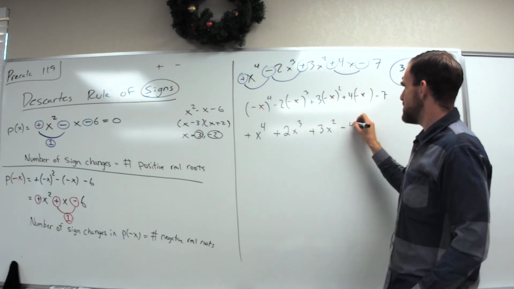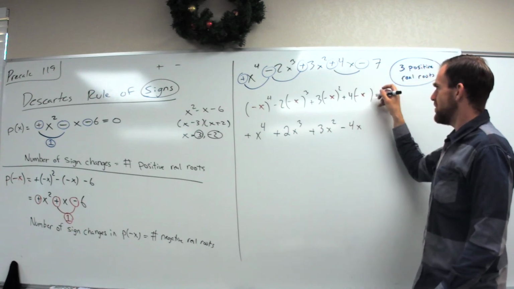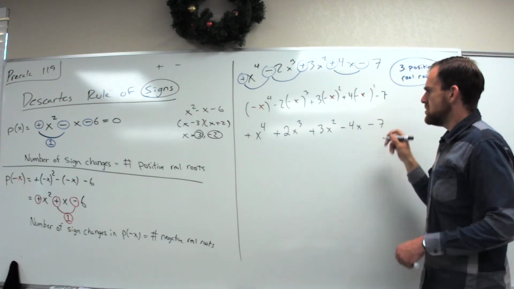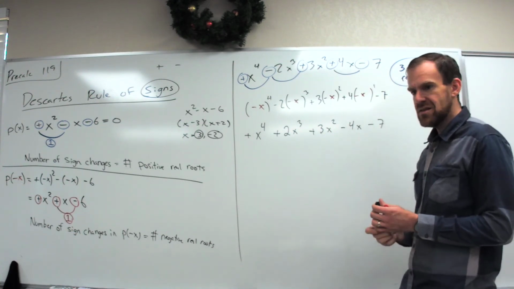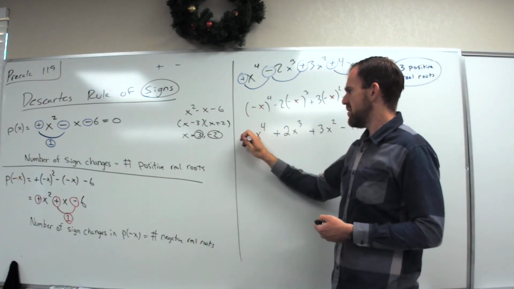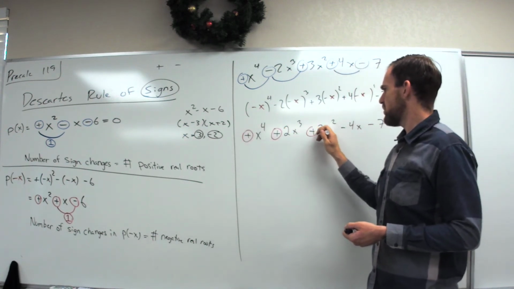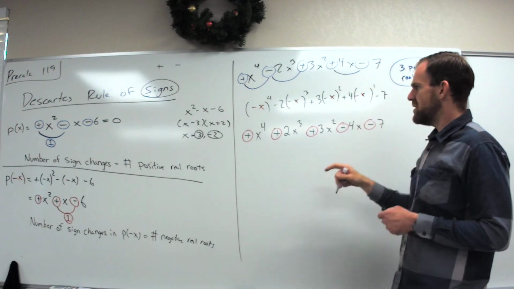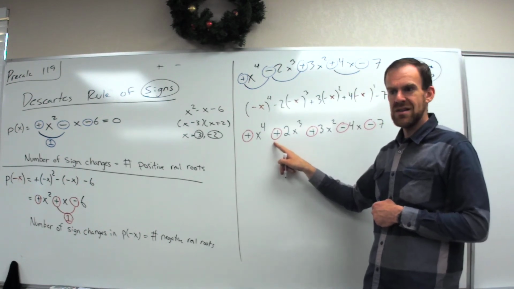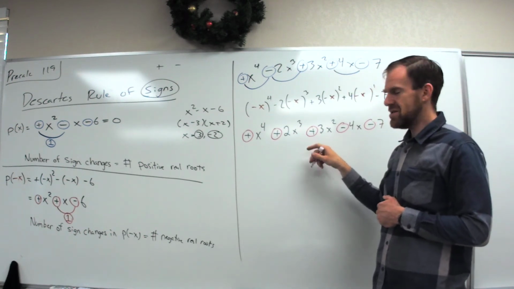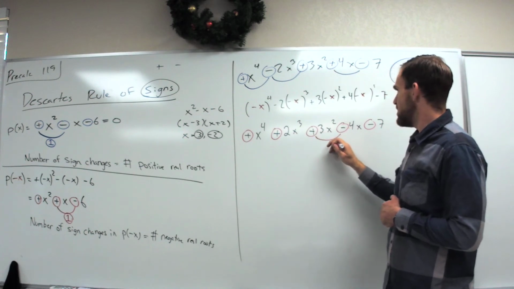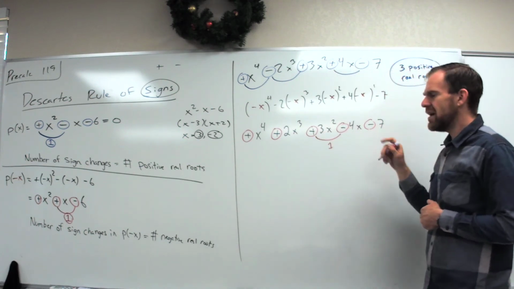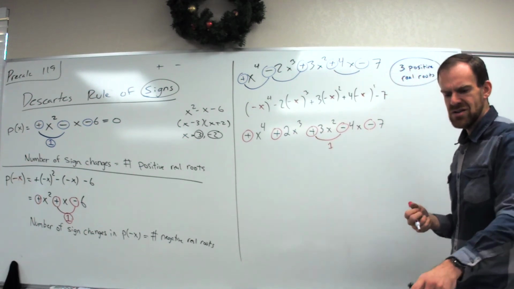This one will change because it's to the first power. So let's look at our signs. The numbers are the positives and negatives in front. In this case, we have positive to positive, so that's not a change. Positive to positive, not a change. Positive to negative, so there's one change there. And then negative to negative, that's not a change.